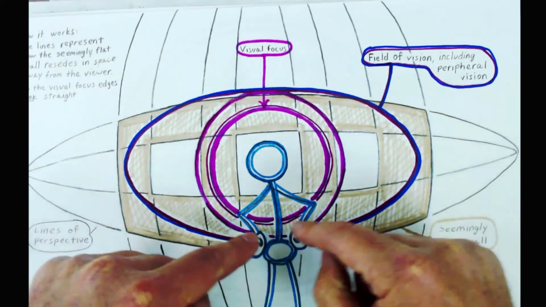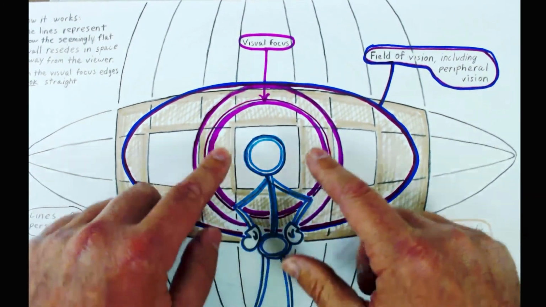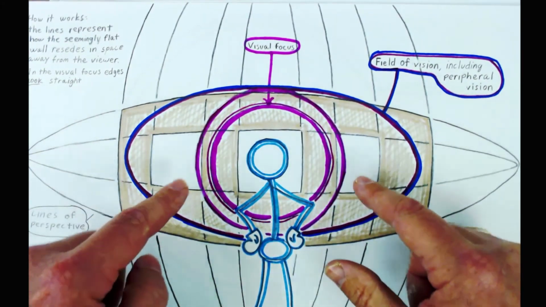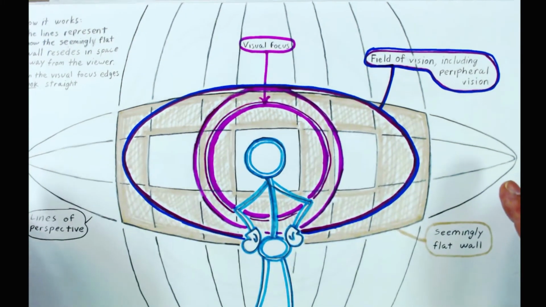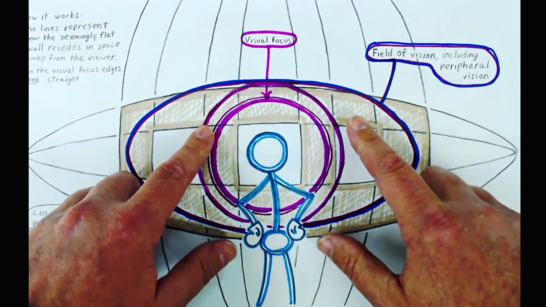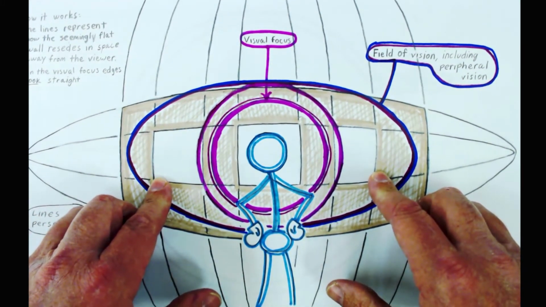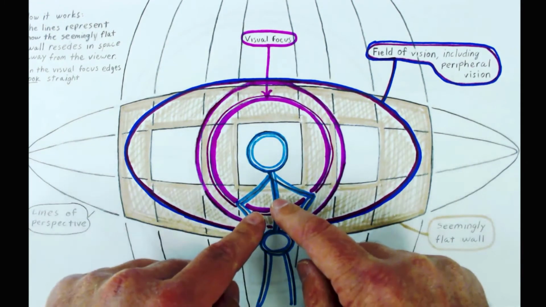We're not like a camera that sees everything equally. So your visual focus and your peripheral vision right here. And that makes up your whole field of vision entirely, right? But you're not really looking at these. This is where you see out of the corner of your eyes, so to speak. You're really only looking here.